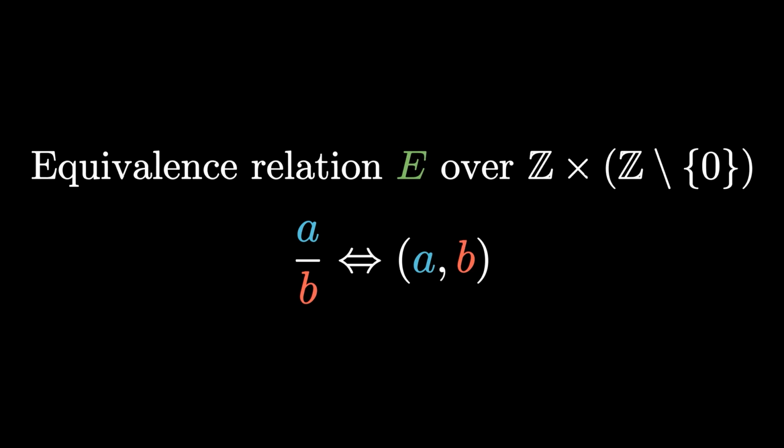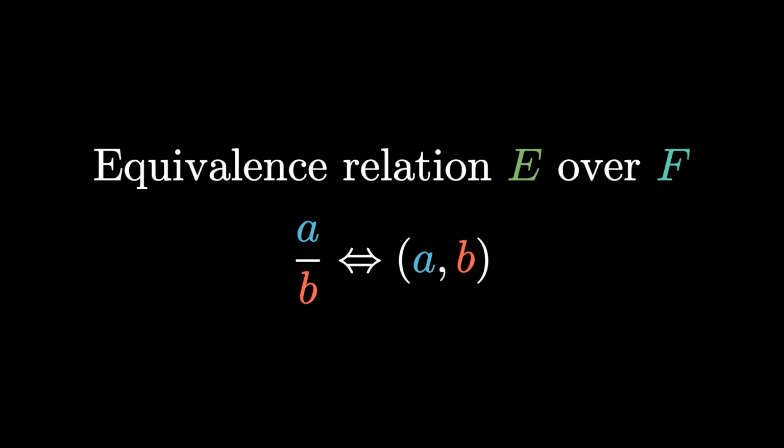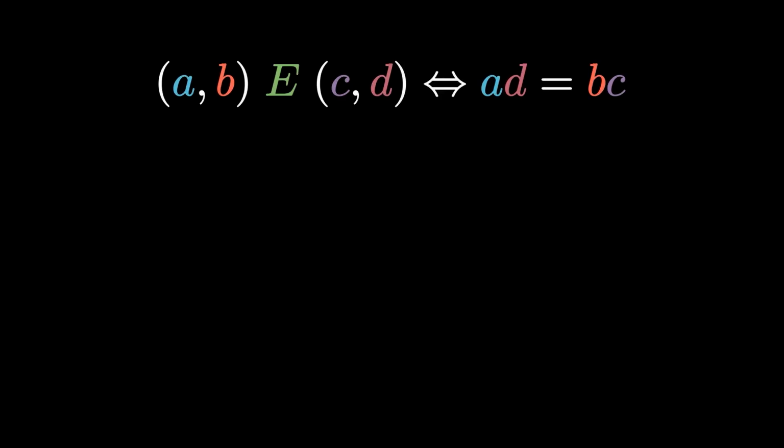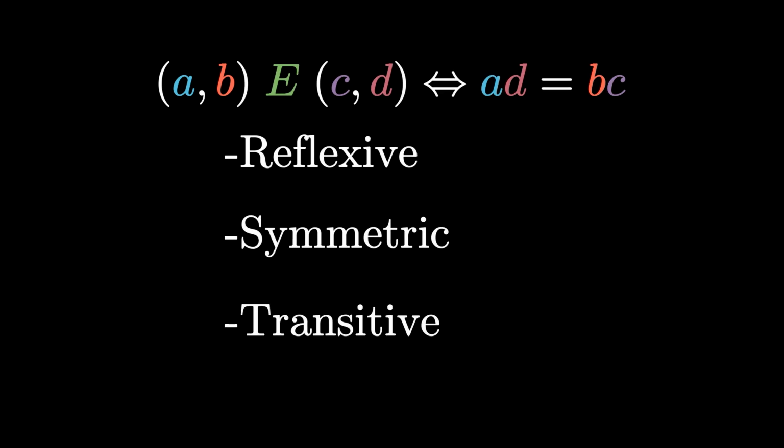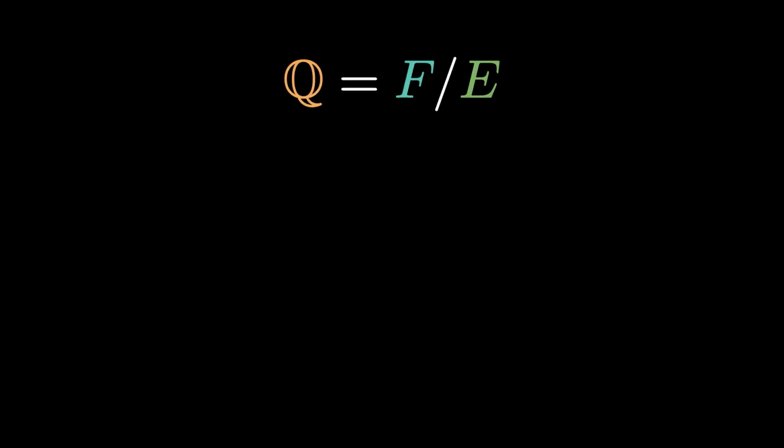Let's call this set F for fractions. Now for our equivalence relation over F, we just say a/b is related to c/d if and only if ad is equal to bc. It's then not very difficult to show that this relation satisfies the three equivalence relation properties of reflexivity, symmetry, and transitivity. Then finally, we define the set of rationals as the set of equivalence classes over the set F.